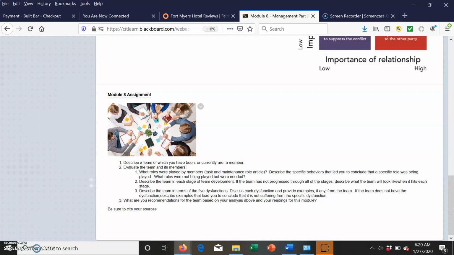Third, describe the team in terms of the dysfunctions. Discuss each dysfunction and provide examples, if any, from the team. If you look at the team and say, okay, they do have a lack of trust, here's what it looks like. Or, we trust each other, and we've conquered the first two dysfunctions, but we're in the third. Try to analyze what those look like. And then finally, what are your recommendations based on your analysis and readings from the module? That's your individual assignment.